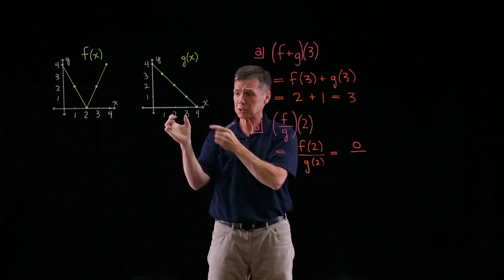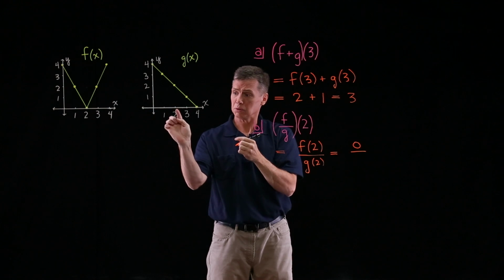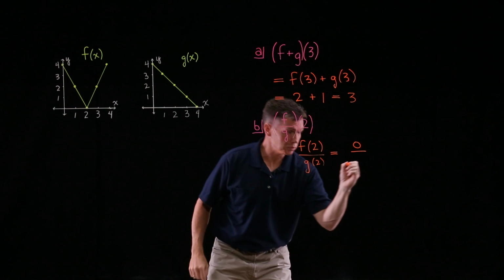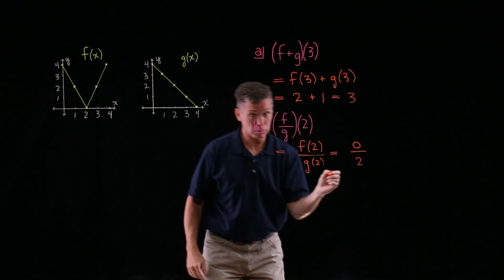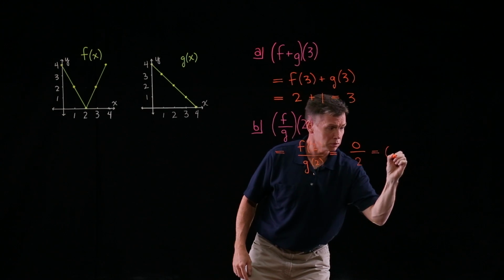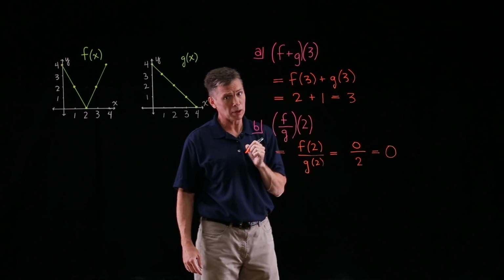Head to the g of x function. My argument is 2. What's my y value? Looks like it's also 2. Y value of 2, I guess it doesn't matter. 0 divided by 2 is going to end up being 0. So that's the answer for that problem.